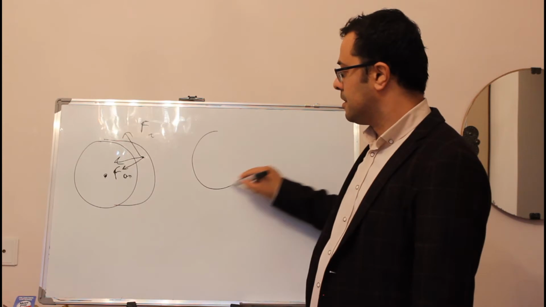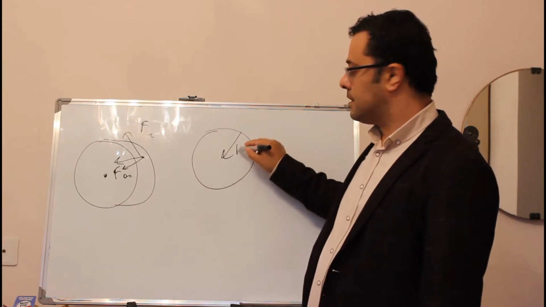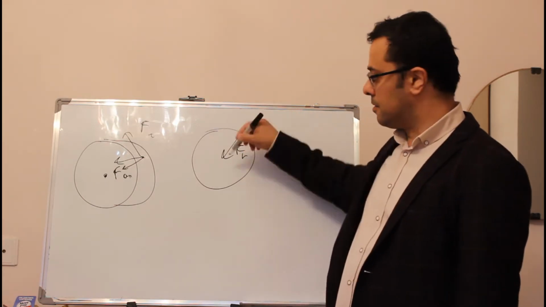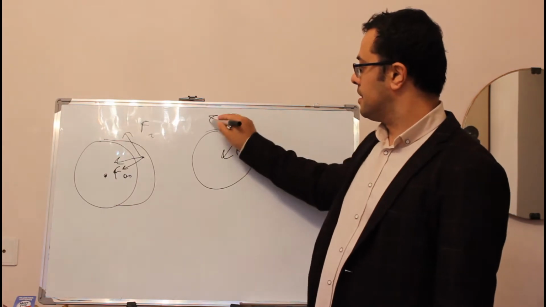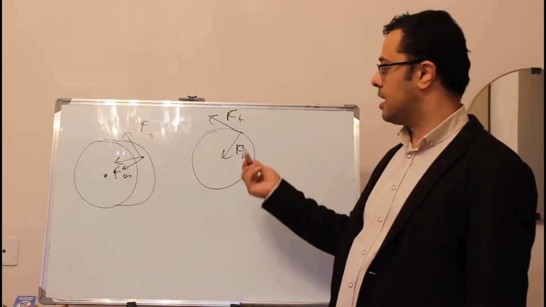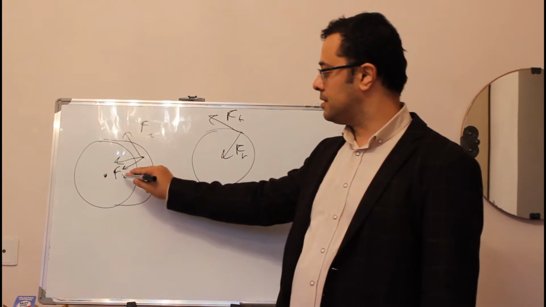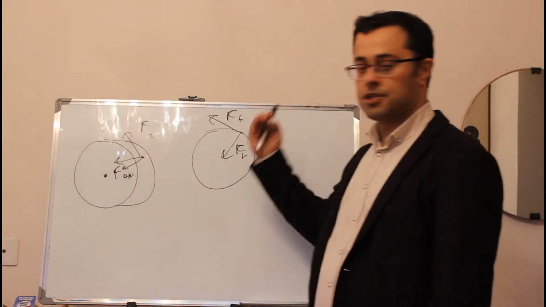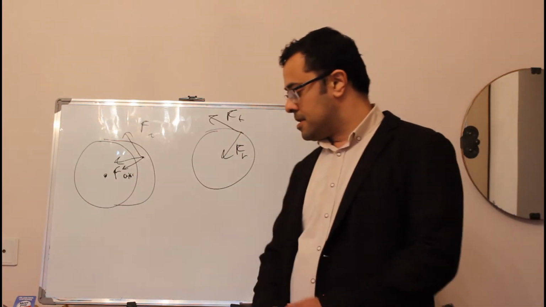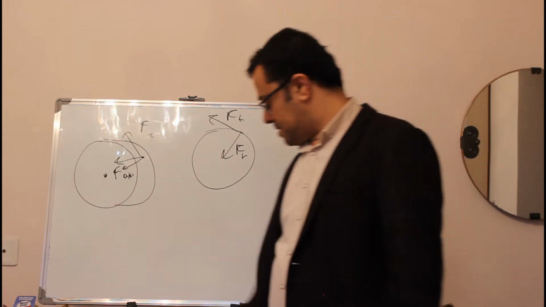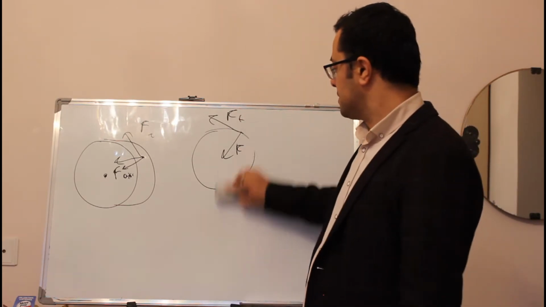So this is F radial going to the center, F tangential, and also this F axial. Axial is coming to us here. So these are the forces.